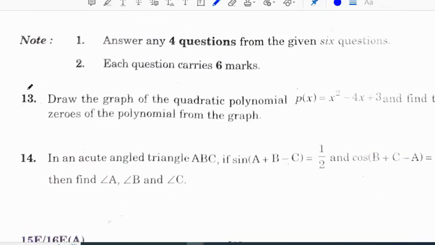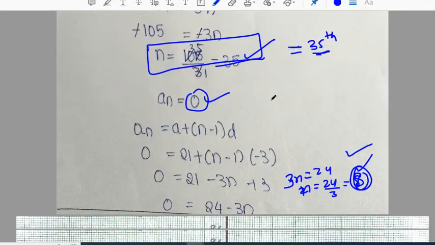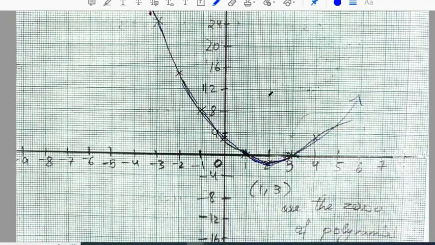We'll see section 3. Draw the graph of the quadratic polynomial x square minus 4x plus 3 and find the zeros of the polynomial from the graph. So after taking the points, our graph will meet the x-axis at 1 comma 3. Therefore 1 and 3 are the zeros of the given polynomial.